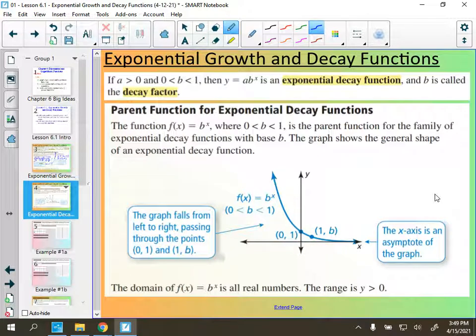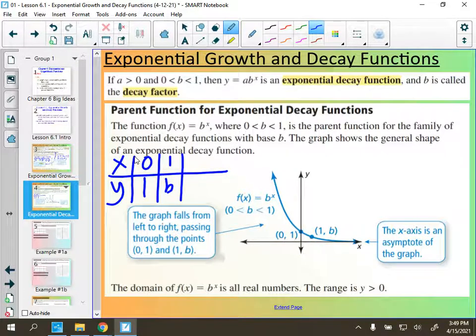Okay. So our table really doesn't look much different. It's not going to look any different, actually. If I plug in a 0, I'm going to get a 1 output. If I plug in a 1, I'm going to get b. If I plug in a 2, I'm going to get b squared. So you say, well, how can this possibly be different?